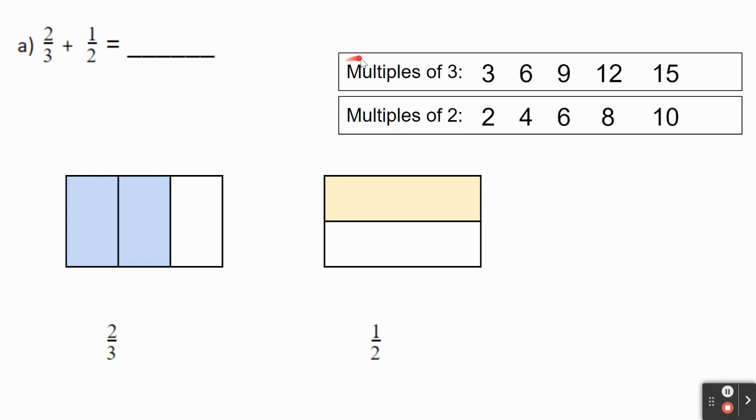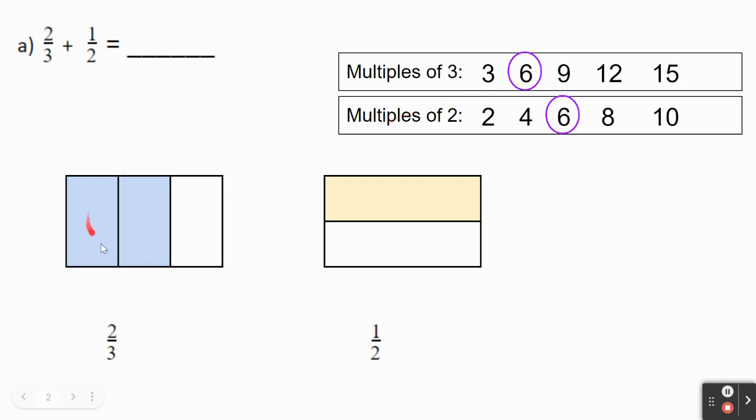Now what we can do is look at both of these lists to find the first number that is in both of the multiples lists. If we look carefully, we can see 6 is the first number that's listed in both of these lists. That means that 6 is going to be our common denominator. So when we're creating equivalent fractions, we're going to rewrite each fraction so that the denominator is 6.